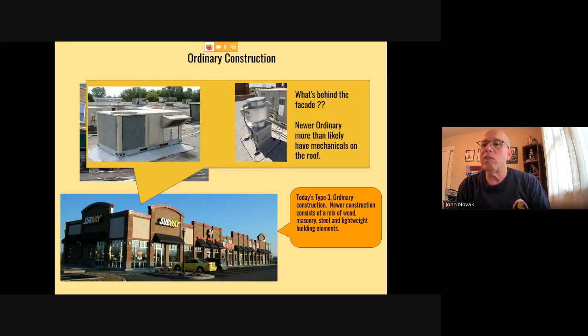Well, newer construction, this newer ordinary construction, more likely than not has some type of mechanicals on the roof. Again, they don't have basements, so there's really no good location to put the HVAC equipment. They don't want to put it on the same floor as the building, that takes up too much space, because they're already reduced in storage space because there's no basements. So you're going to find heavy mechanicals up on the roofs of these buildings.